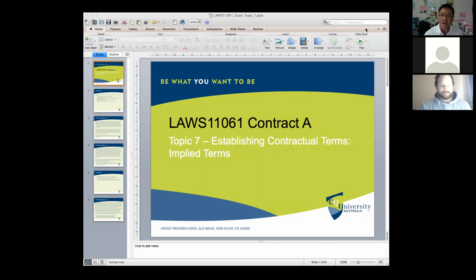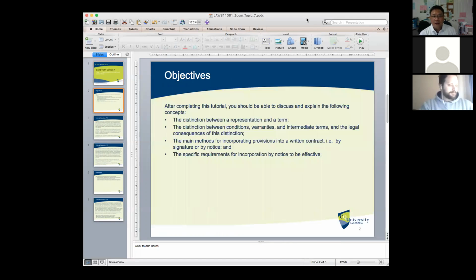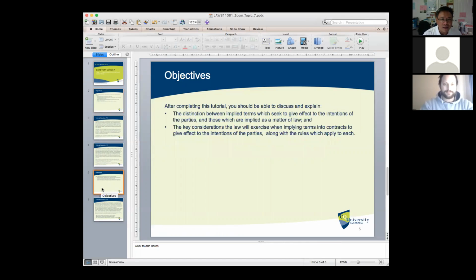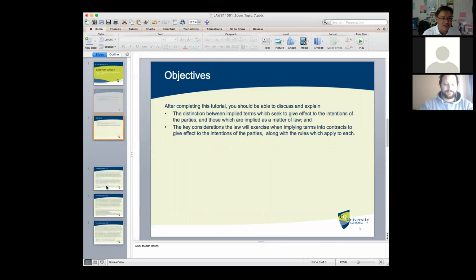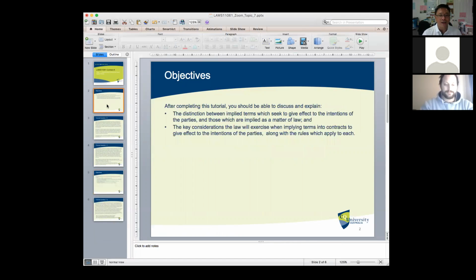Okay, so we could probably begin then. After completing this tutorial, you should be able to discuss and explain the distinction between implied terms, which give effect to the intentions of the parties, and those which are implied as a matter of law, and the key considerations the law will exercise when implying terms into contracts to give effect to the intentions of the parties, along with the rules which apply to each.